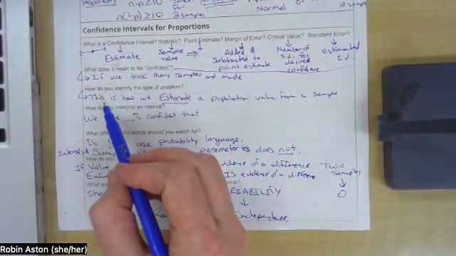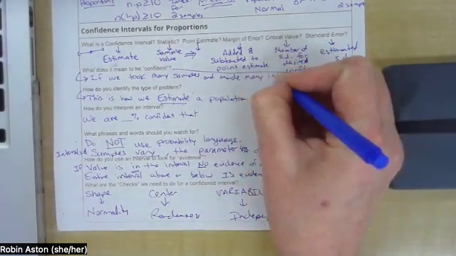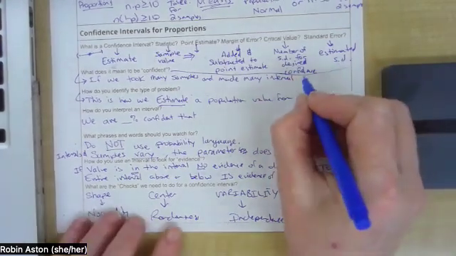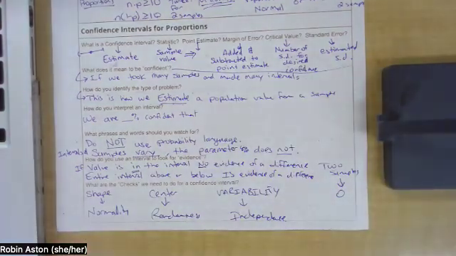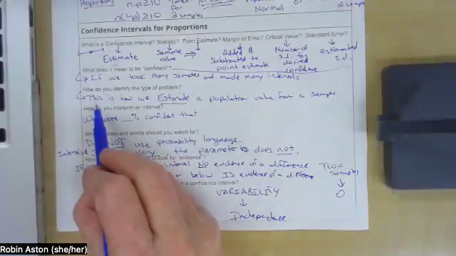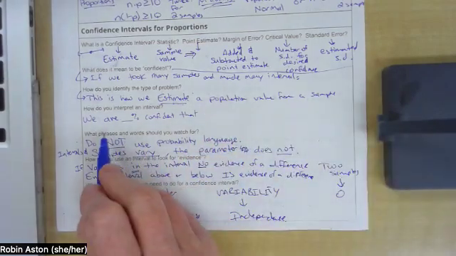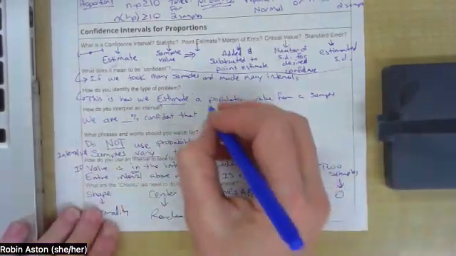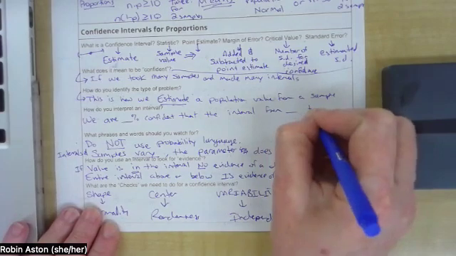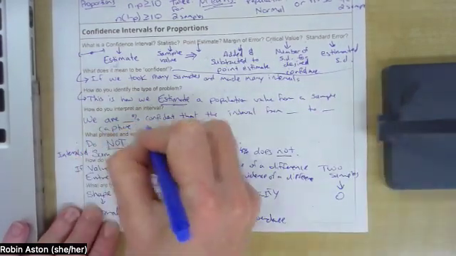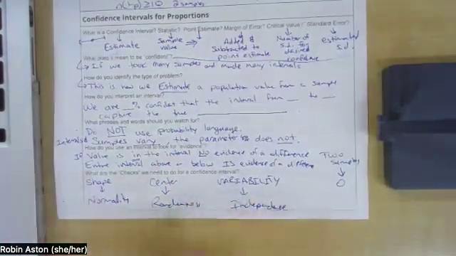What does it mean to be confident? If we took many samples and made many intervals, that's the percent we expect, the expected intervals we expect to catch the true amount. And to identify the problem, you look for the word estimate, and you're estimating a population from a sample. And we are 95% confident that the interval from blank to blank captures the true, fill in whatever is from your context.